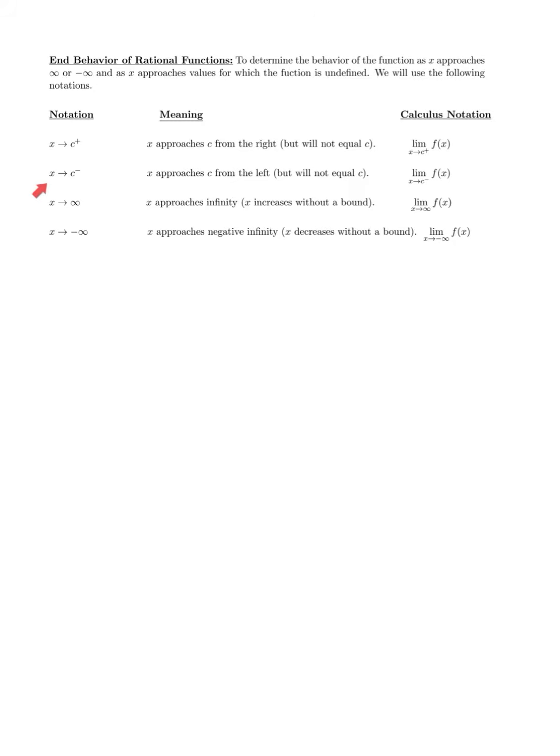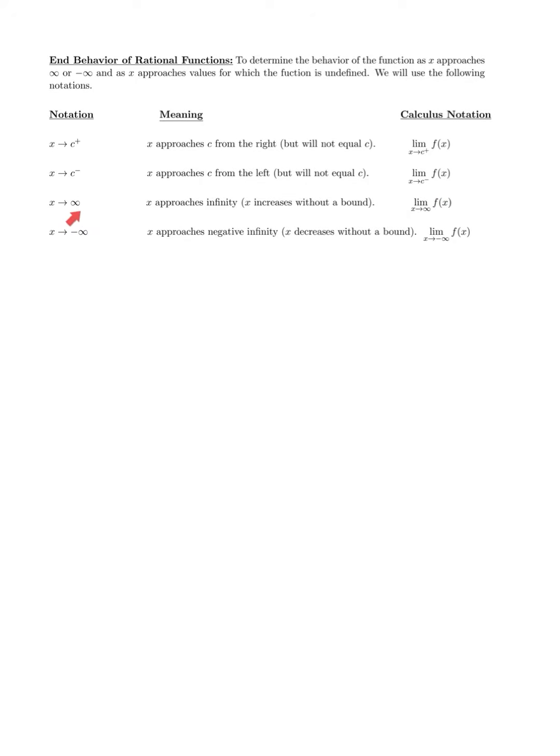Now, let's look at the next notation here, x arrow c to the negative sign. This reads as x approaches c from the left-hand side, but it will not equal c. And again, in calculus notation, we say limit as x goes to c from the left of the function f of x. And this one's okay, right?